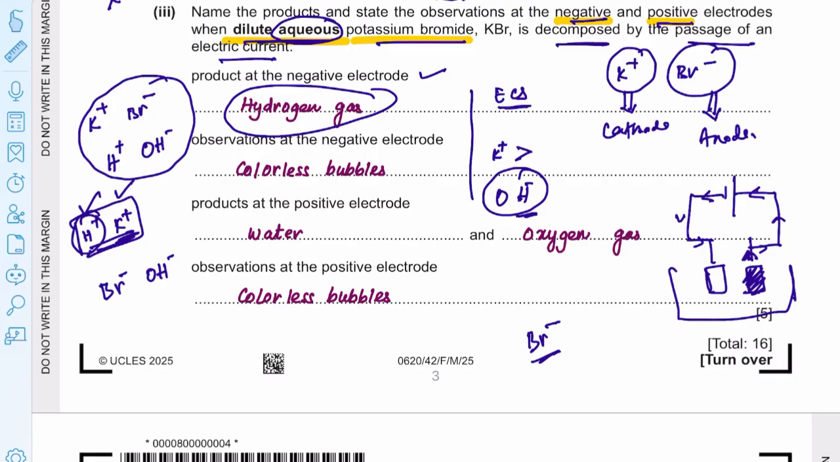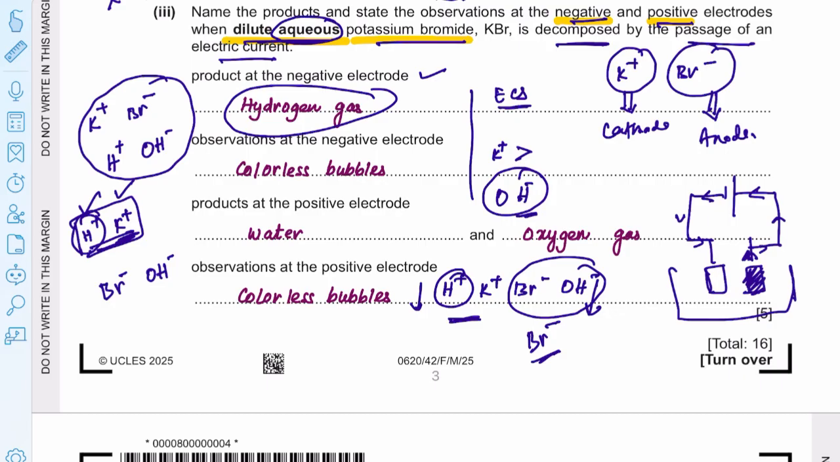So what I'm trying to say is, out of these, we have K plus and Br minus, and here we have H plus and OH minus. If I talk about the electrochemical series, H plus will be the lowest between these two. And between the negative ions, OH minus will be the lowest one.